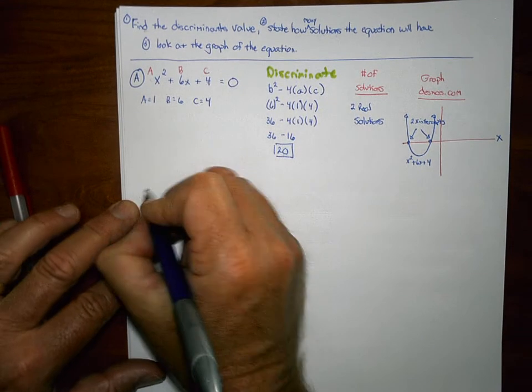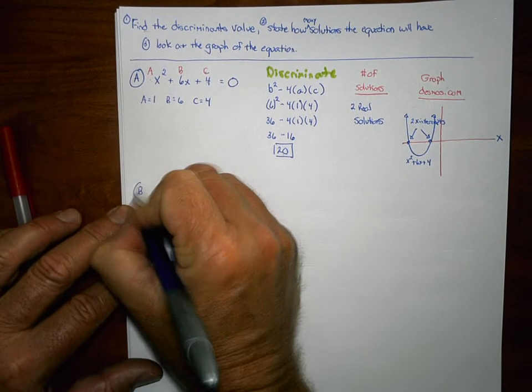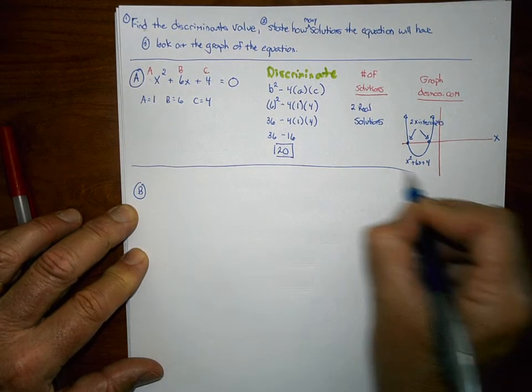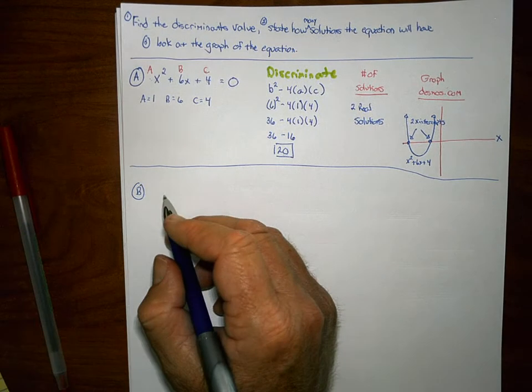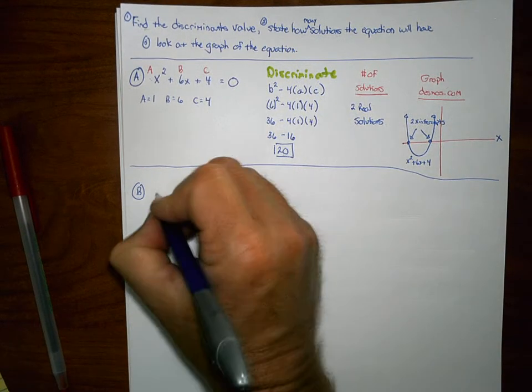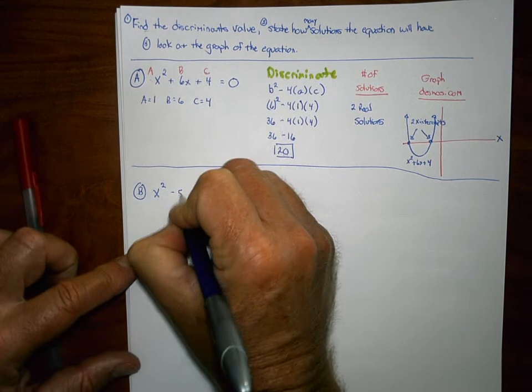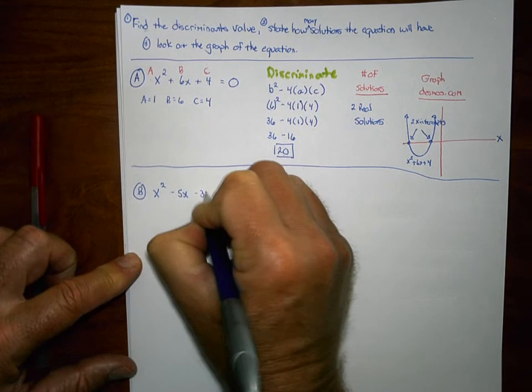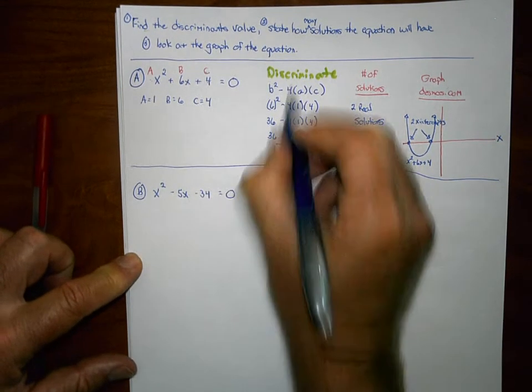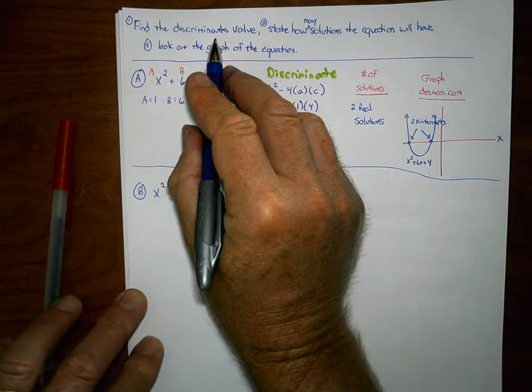All right, let's do another one here. Let's do b. Okay, we're going to do the same thing. So equation b is x squared minus 5x minus 34 is equal to 0. We are going to find the discriminant's value in this problem.